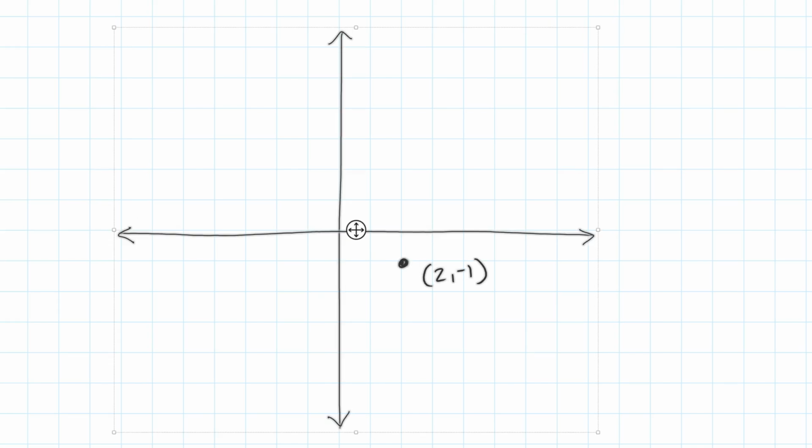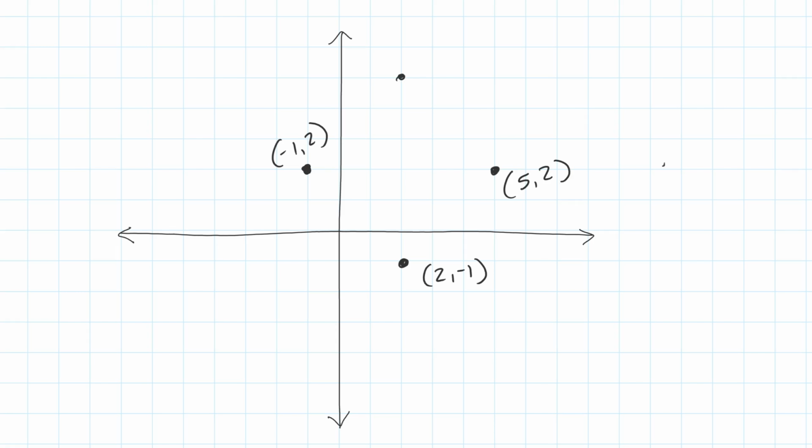Right here. Now, what did we do to get that inverse point? Flipped x and y. Good. So now, let's find the inverse of this point. This is at 1, 2, 3, 4, 5. 2. Where's the inverse of that point?